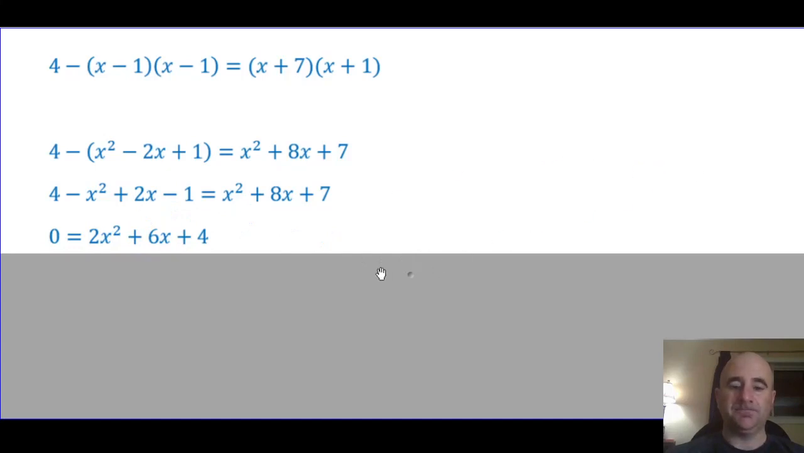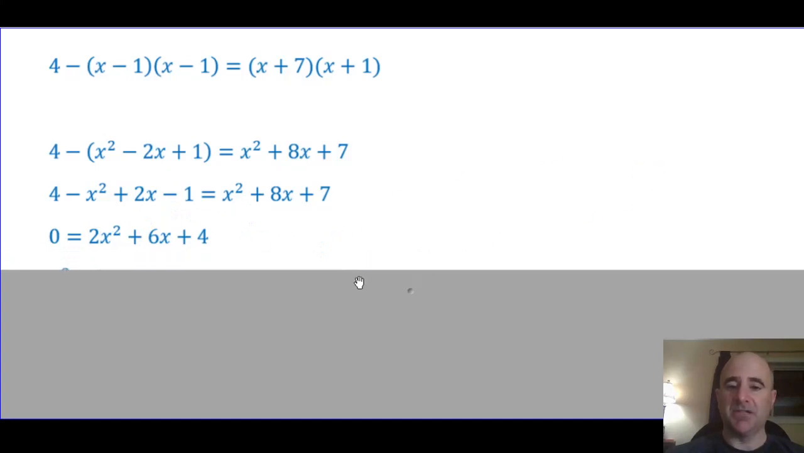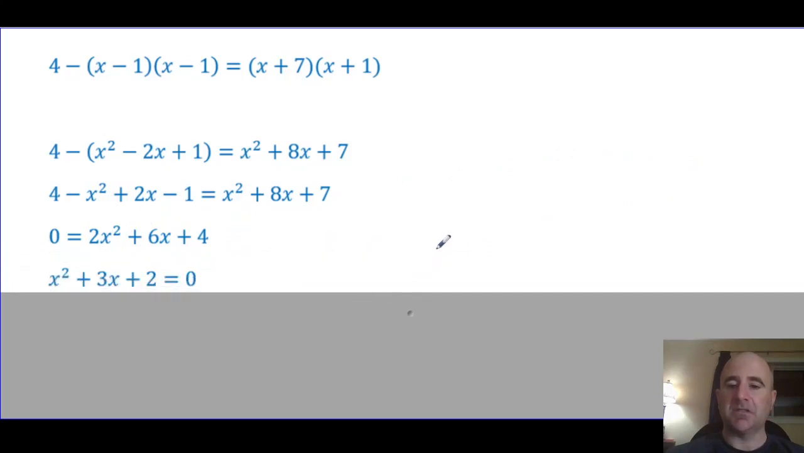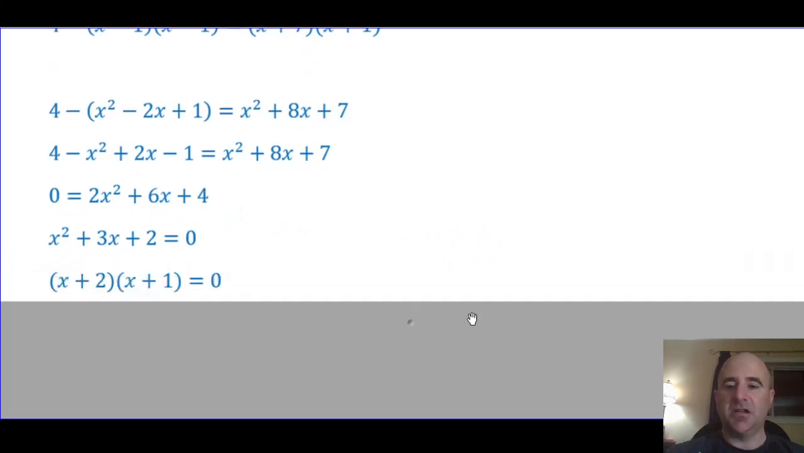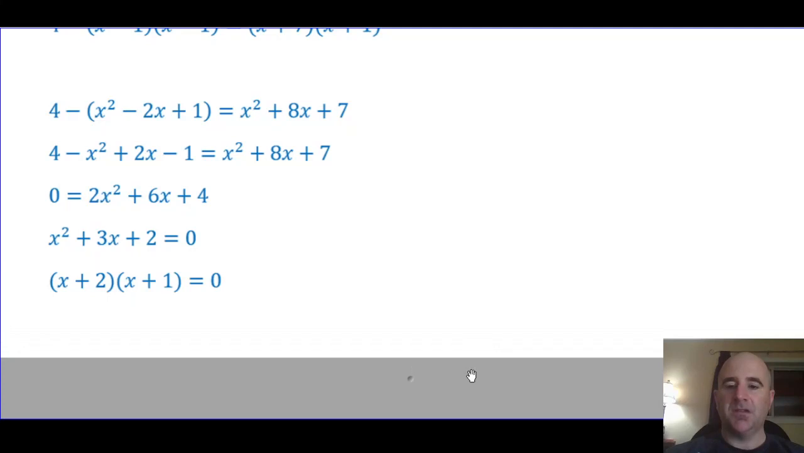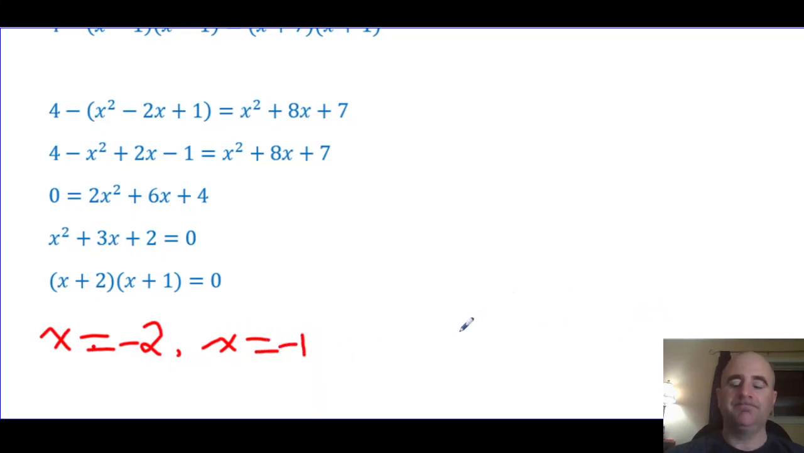is equal to 0. I notice everything here is divisible by 2. So it's the same as x squared plus 3x plus 2 equals 0, which does factor to x plus 2 times x plus 1 equals 0. And so our solutions are x equals negative 2 and x equals negative 1. Now, this is a bit of a trick question. There's something else going on here. Can you see what it is?